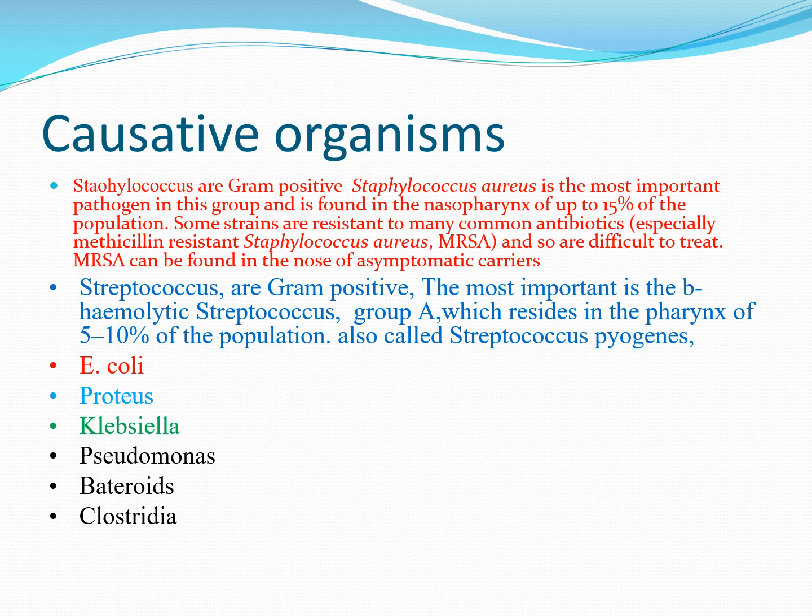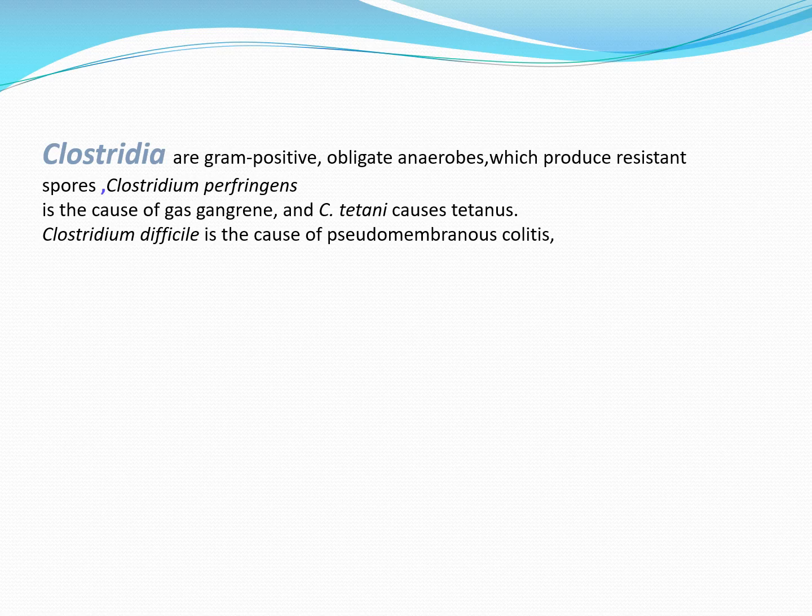Another organism is Streptococcus, which is gram-positive. The most important of them is the beta hemolytic Streptococcus, group A, which resides in the pharynx of 5 to 10% of the population, and is also called Streptococcus pyogenes. E. coli, Proteus, Klebsiella, Pseudomonas, Bacteroides, and Clostridia are all known to cause disease and infection. Clostridia are gram-positive obligate anaerobes which produce resistant spores. Clostridium perfringens is the cause of gas gangrene, and Clostridium tetani causes tetanus. Clostridium difficile is the cause of pseudomembranous colitis.